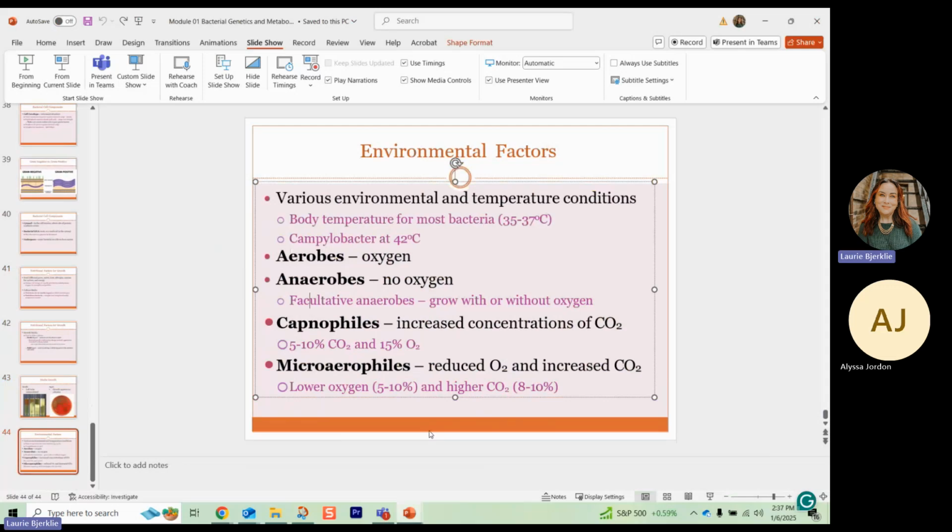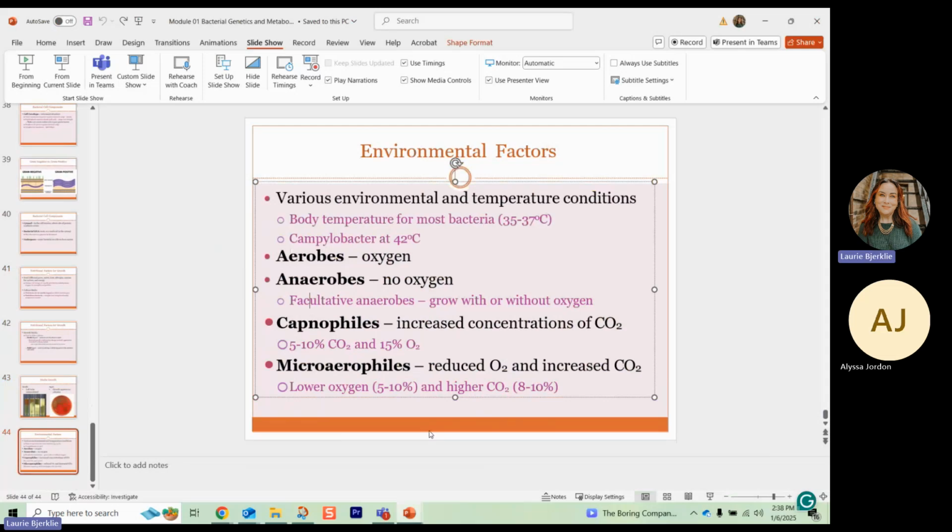Capnophiles want increased amounts of CO2. The term capno, the medical term there, means carbon dioxide. Phile means loving. If you know that from medical terminology, phile always means it loves. Capno is the term for carbon dioxide. So the word capnophile means loves carbon dioxide. In this case, it wants around a 5 to 10% CO2 level and 15% oxygen level to grow. There are certain bacteria, you'll do this in lab, where we'll put in what we call candle jars to help increase the amount of carbon dioxide, things like that.